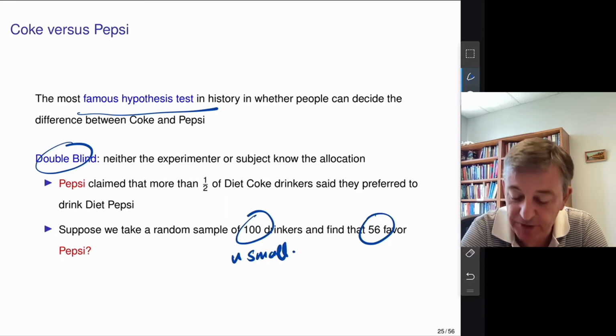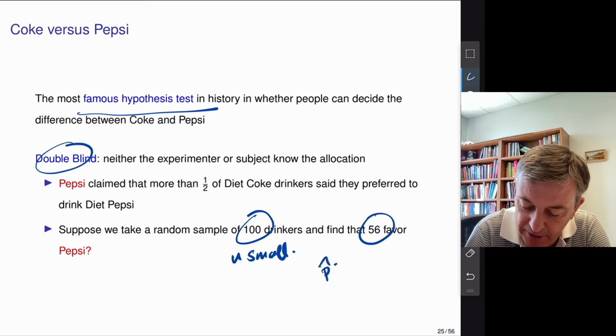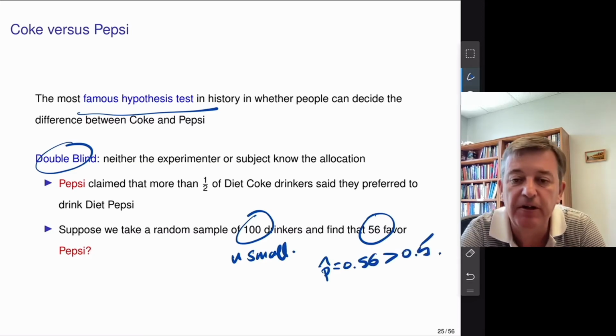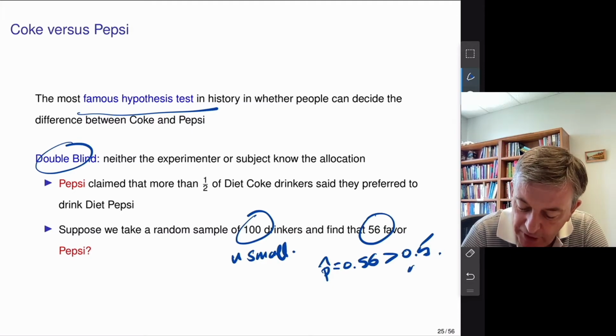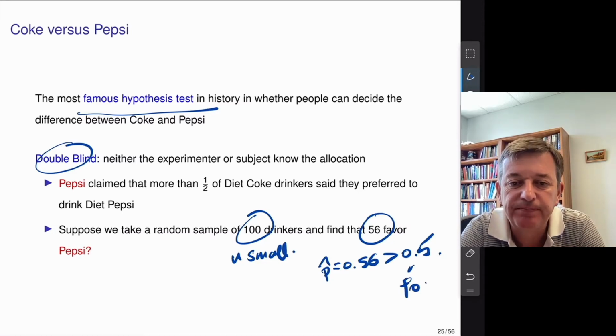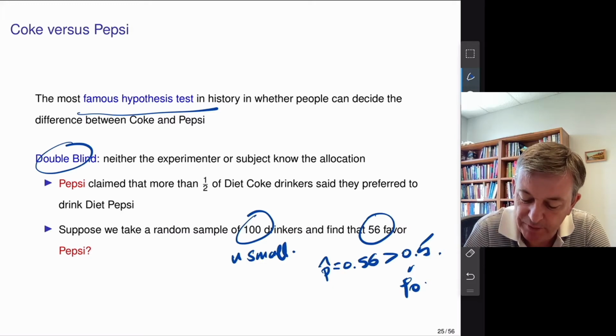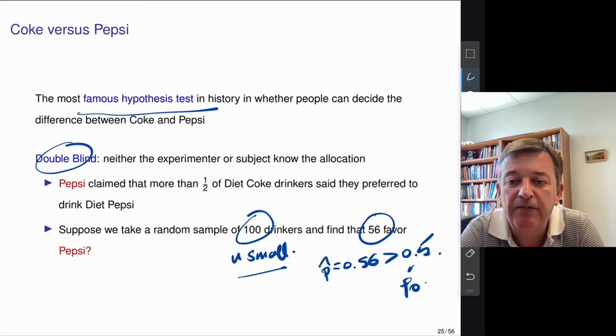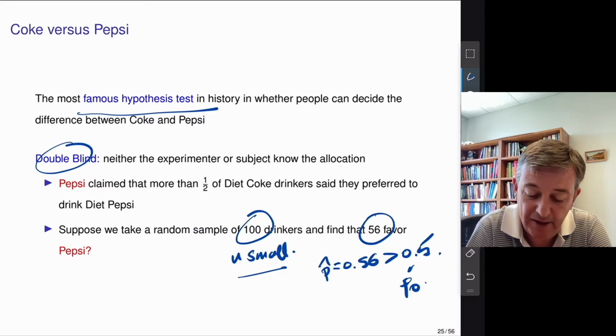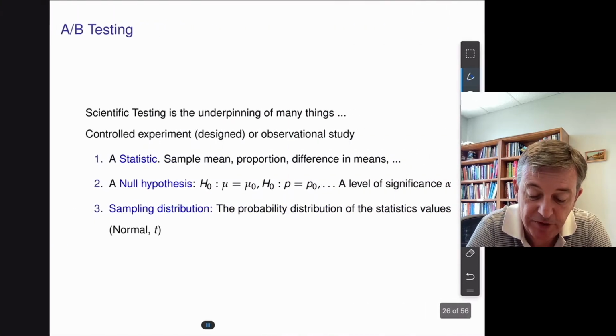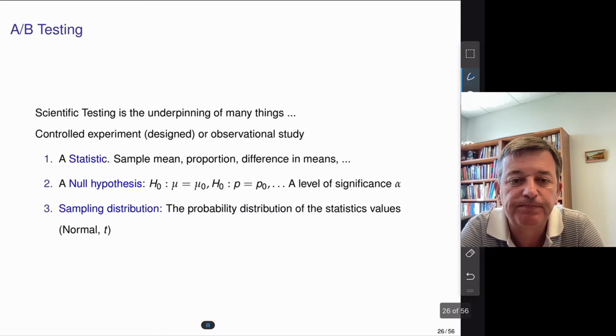basically p hat is 56, so p hat is 0.56. So it looks as if Pepsi's claim is true because 0.56 is bigger than 0.5, and a notation for this would be p0. What's our assumed probability under the null hypothesis? But of course, even though 0.56 is bigger than 0.5, the fact that we only have a small sample size should already alert you to the fact it's going to be difficult to see if that's true at a high level of confidence.